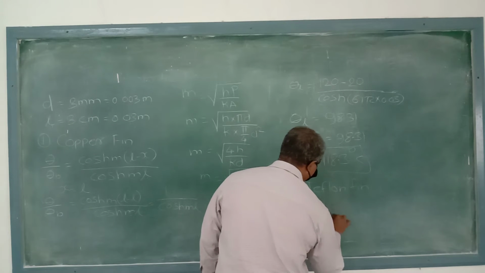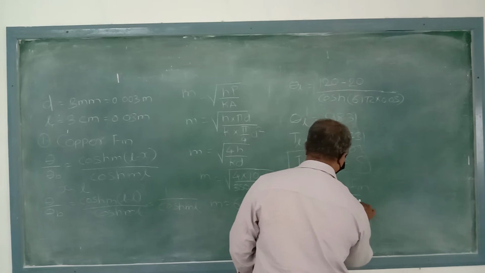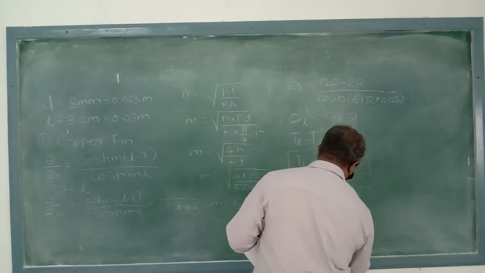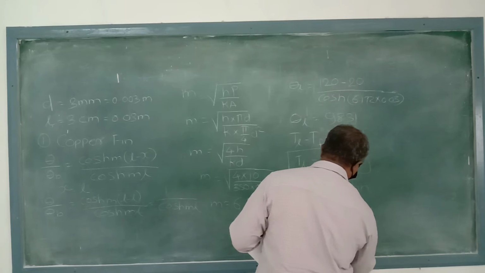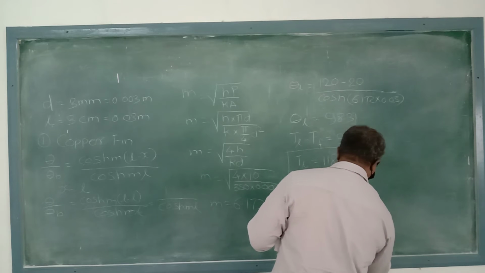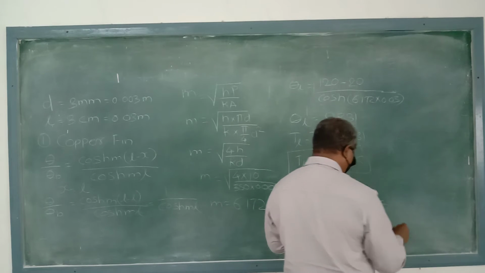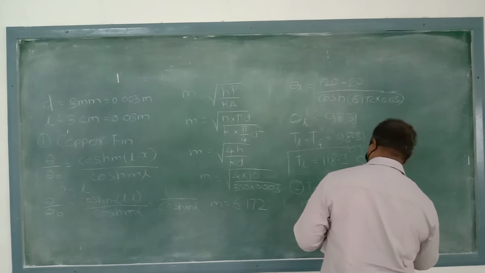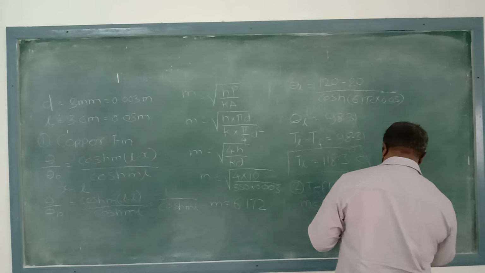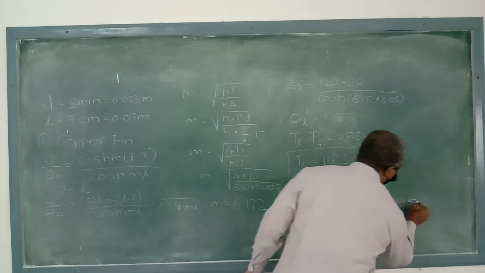So m is equal to under root 4 into 10, and the K value they have given is 0.35 and diameter 0.003. So from this we are getting the value of m as 195.2.